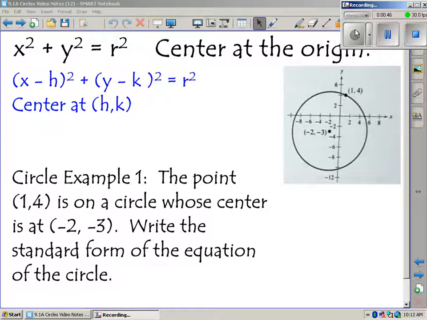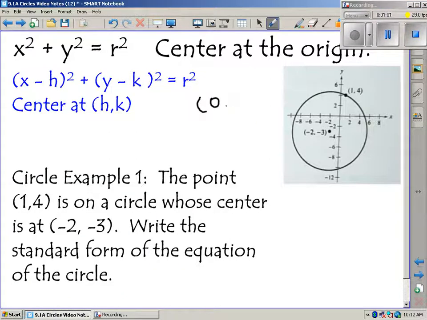So when you have a circle that has the center at the origin, that means that your h and your k are 0, 0. When you have the center somewhere else, that's what's going to give you the h and the k in this equation. So let's go ahead and look at example 1.